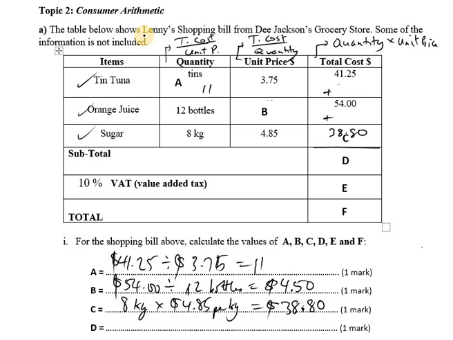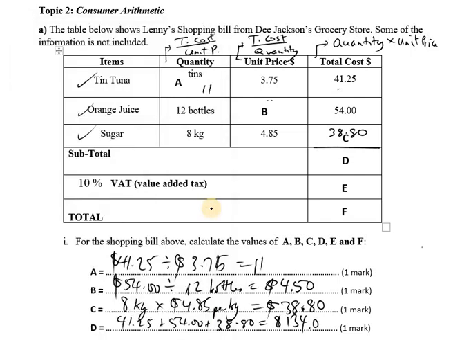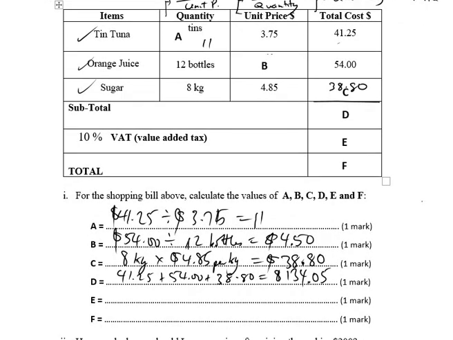Therefore, the subtotal will be adding these three figures here. All right, so let's add those up now. Okay, so it's going to be 41.25 plus 54 plus $38.80. Put that in our calculator. Since we already have the $38.80, we can just add the previous $54 plus 41.25, and that's going to be $134.05. Did you get all of those correct? Then congrats.